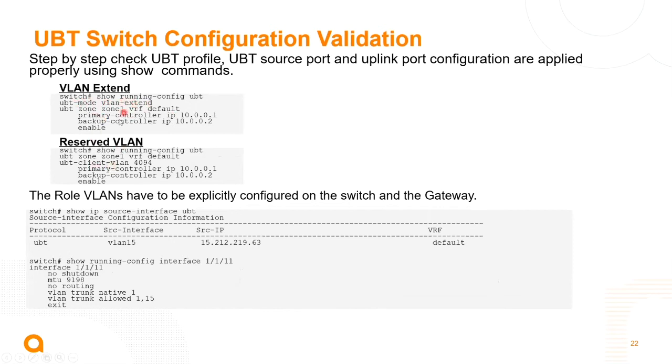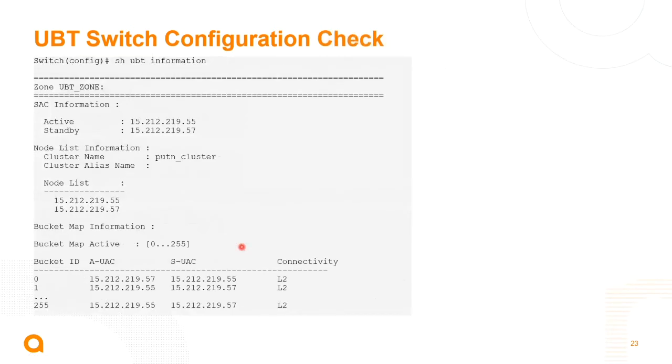And then do a show UBT all, and that will show you that the user tunnels are appropriately formed, and you're looking for the tunnel status to be activated. So between the two modes, the differences between VLAN extend and reserve VLAN, you're going to be looking at the UBT mode command or the UBT client command. Those are the main differences between the two. And then show IP source interface for UBT. You want to make sure that's the correct source interface for that.